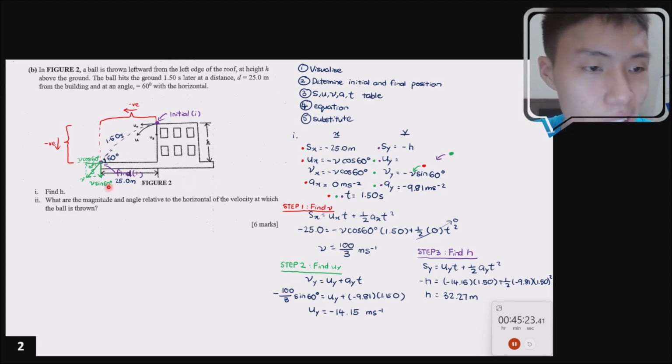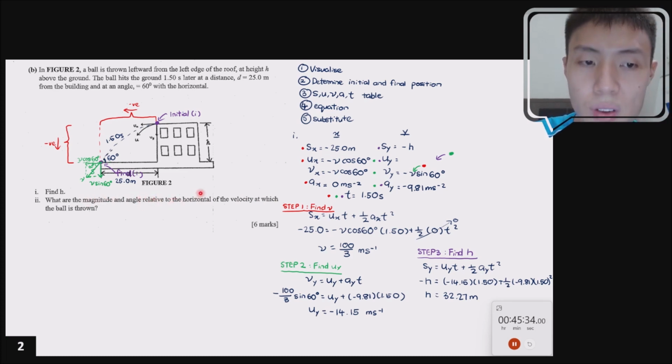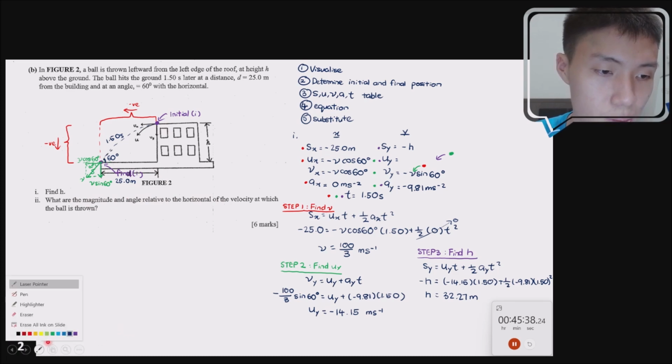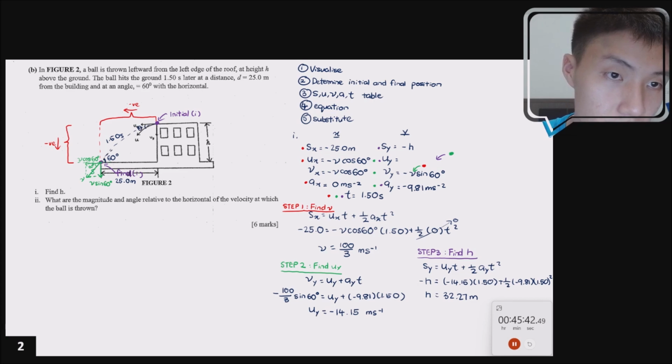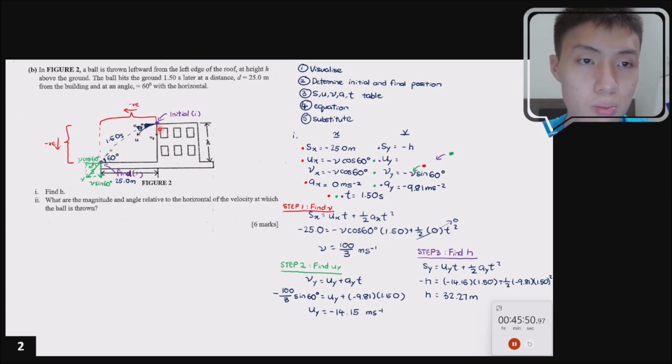Okay, next question. What are the magnitude and angle relative to the horizontal of the velocity at which the ball is thrown? They want the magnitude and the direction relative to the horizontal. So later when you find the angle, it has to be from the horizontal. So this will be theta, from this angle over here, at which the ball is thrown. So they are looking at the initial position over here.